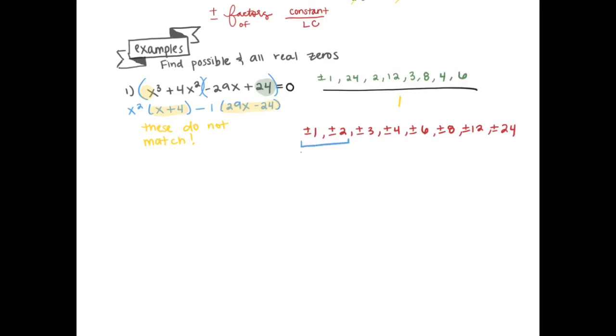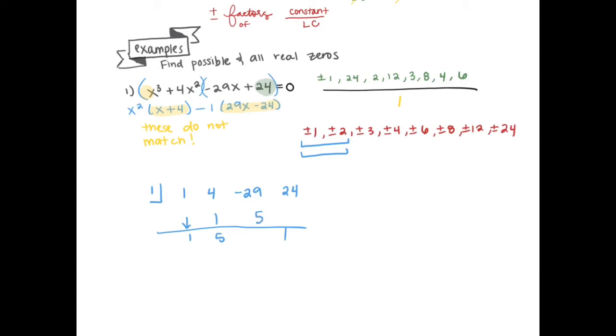Now, here's what we're going to do to find our answer. My promise to you is that the first two integers in either positive or negative will work. So now I'm going to use what I know about synthetic division. So I'm going to try 1 first. I'm going to put 1 in my box, and then I've got 1, 4, negative 29, and 24, which are the coefficients from the problem.